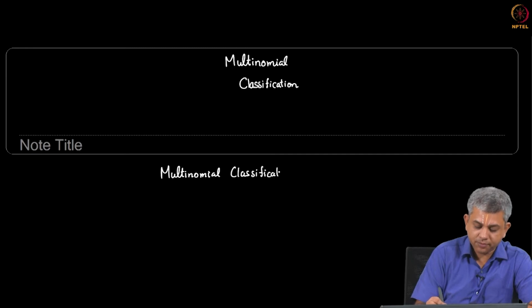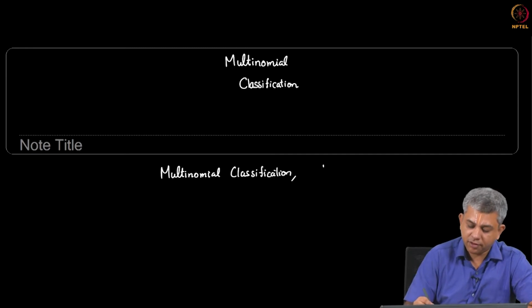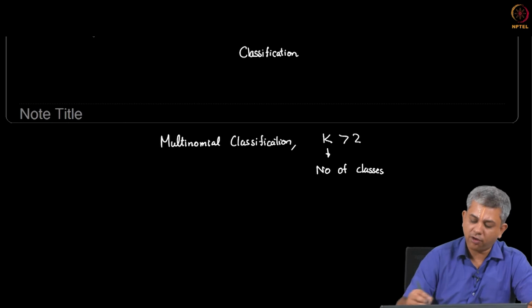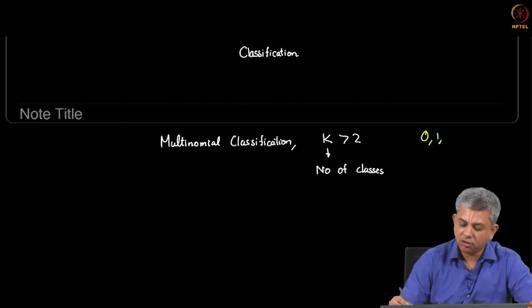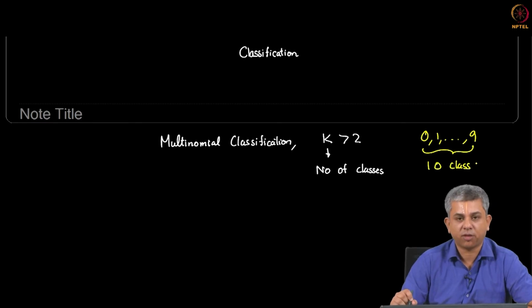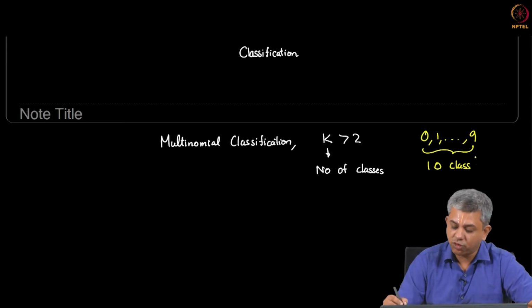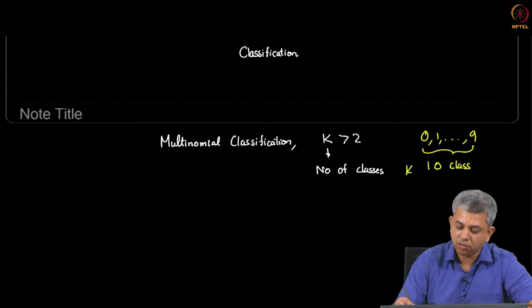For example, if you have a case where you want to classify digits, okay, we will see examples of this later. So, let us say you have all your digits from 0 through 9. So, this is a 10 class classification problem. Somebody has handwritten digits and you want to find out which digit it is, okay. That would be a 10 class problem. So, k equal to 10 in such a case.